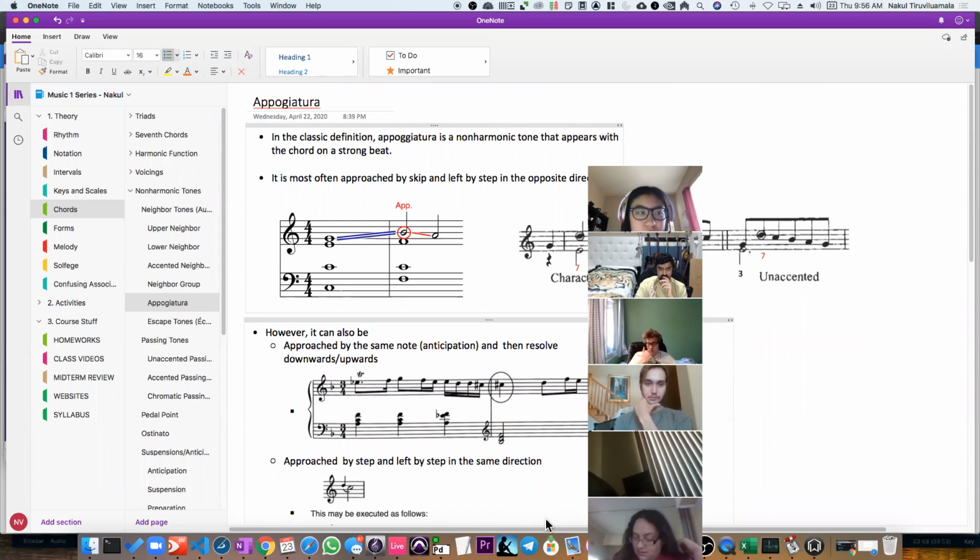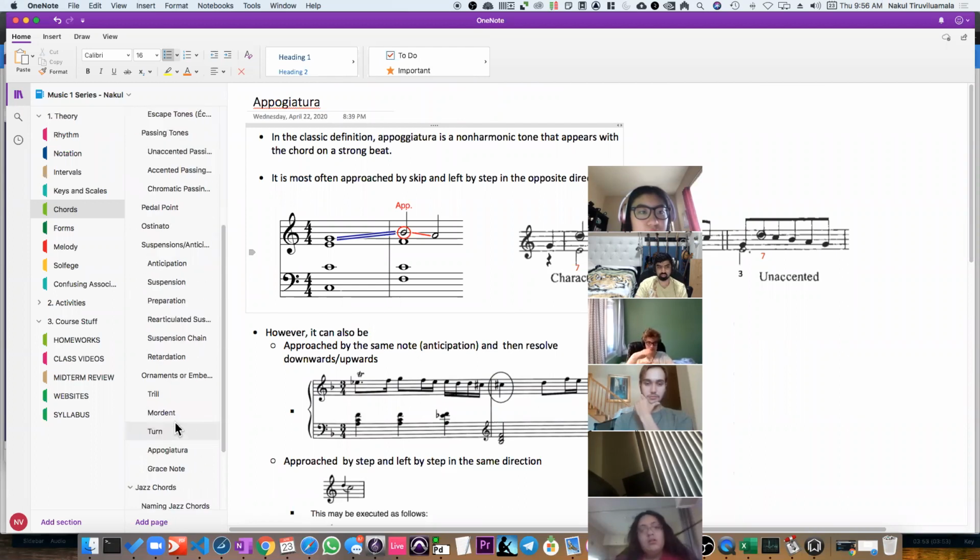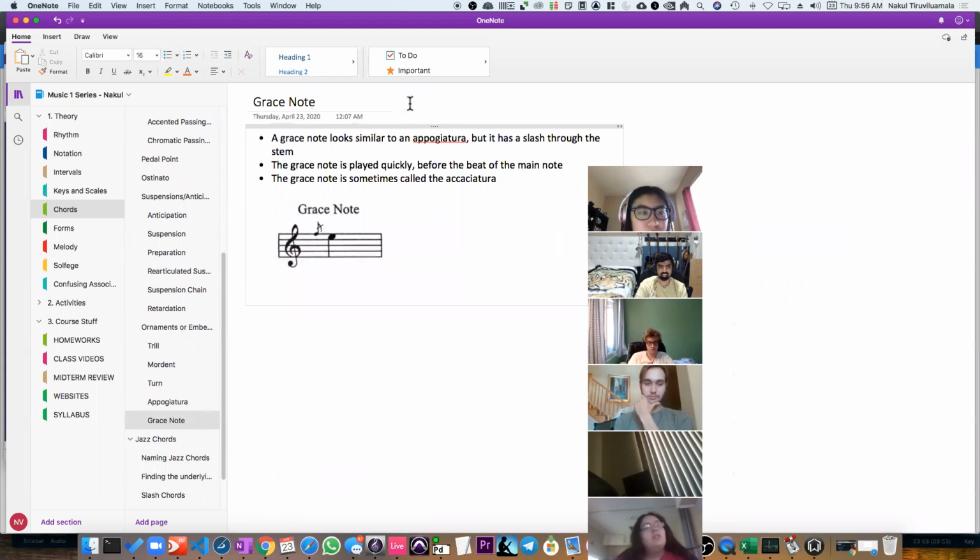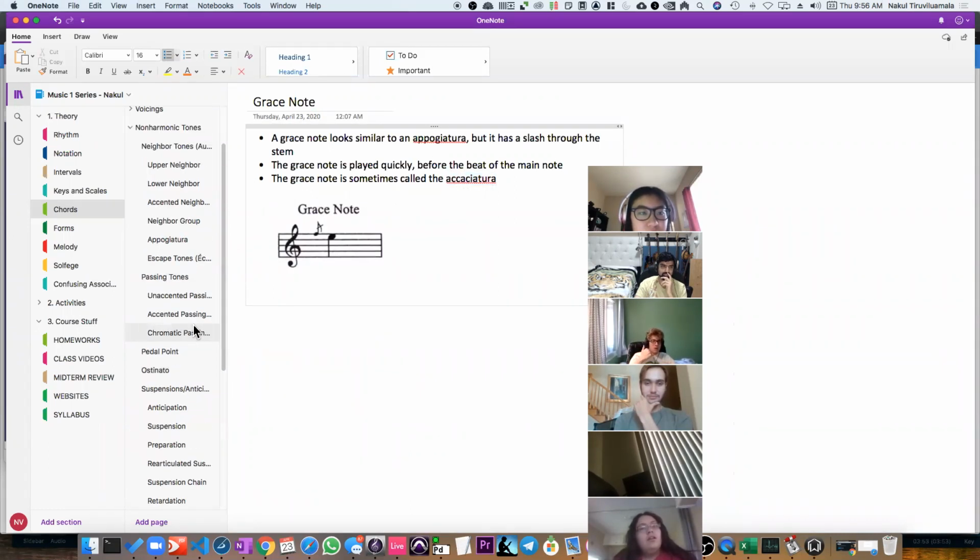Let's see, someone wrote something in the chat. Let me just keep my chat window open. The problem is I'm running out of screen real estate. That is a monster of a word. Oh, yes, it is. And you know what? There's actually a corollary word called the acciaccatura. So yeah, it's a fun thing to say.